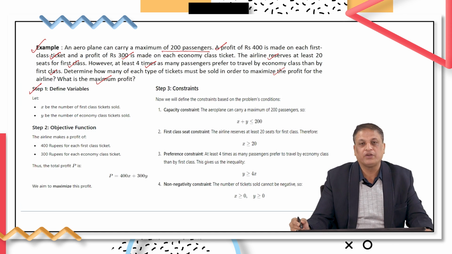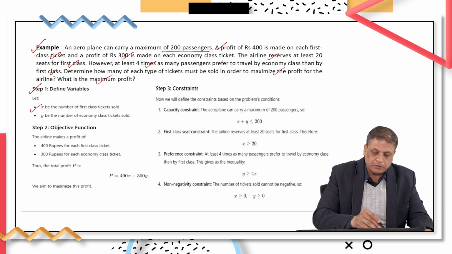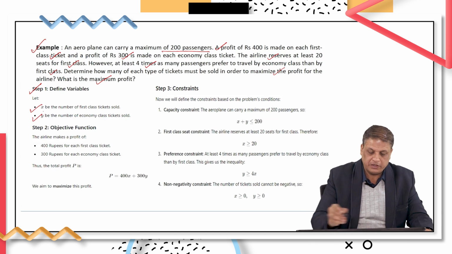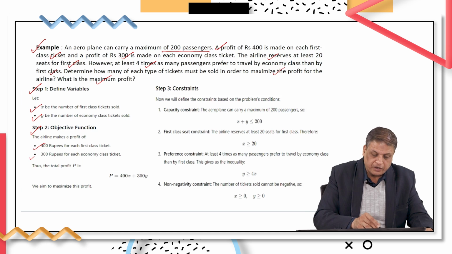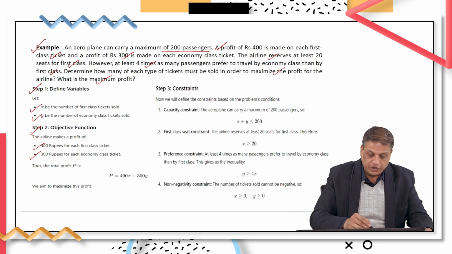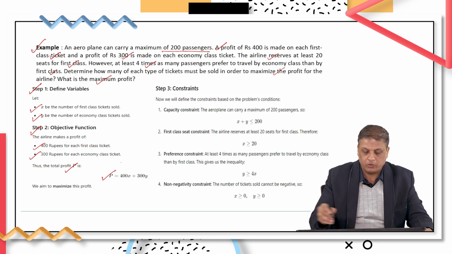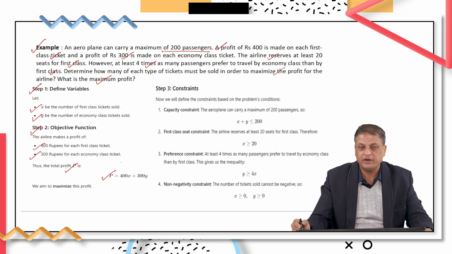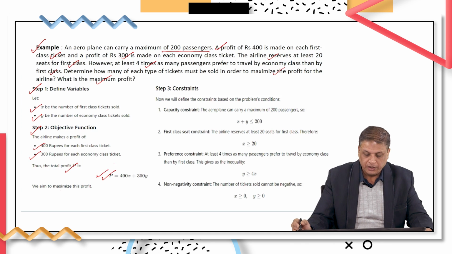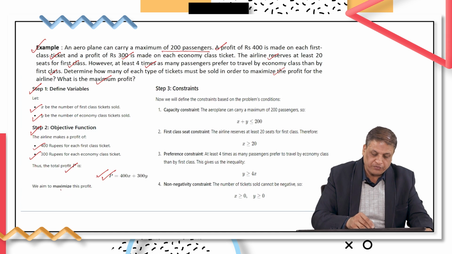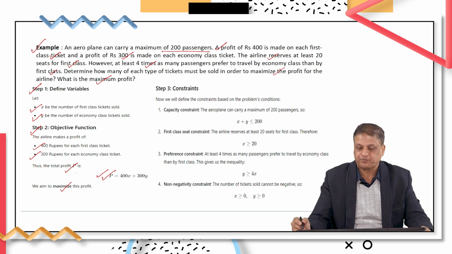So, the first step is to define the variables. Let x be the number of first class tickets and y be the number of economy class tickets. The objective function: 400 rupees profit is made for first class tickets and 300 rupees for economy class ticket. Therefore, the total profit P will be equal to 400x plus 300y, and this is our objective function, that is P is equal to 400x plus 300y is the profit, and we need to maximize the profits. Now, we need to formulate the constraints.